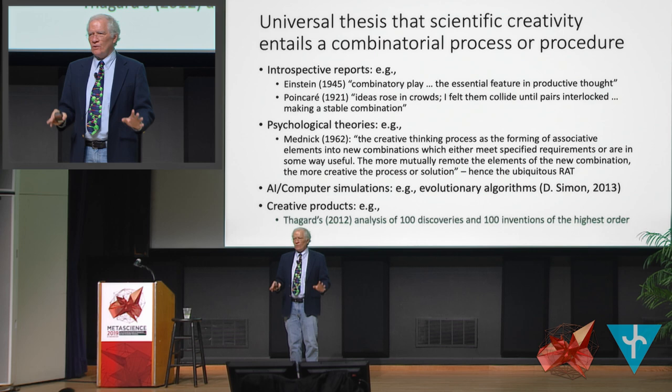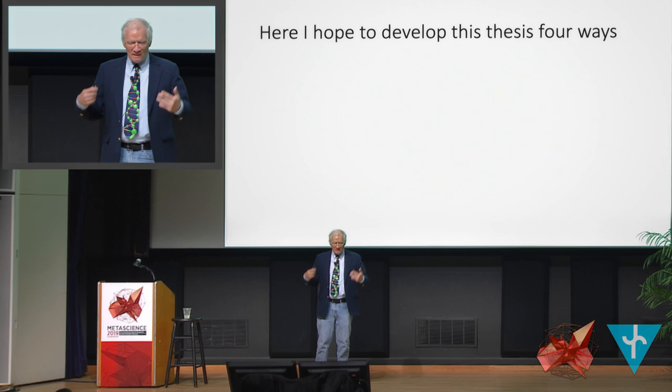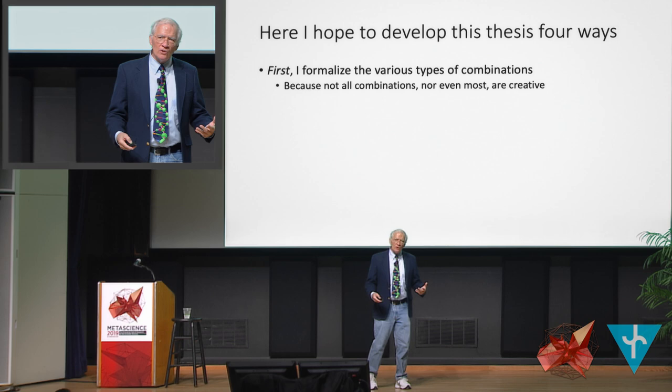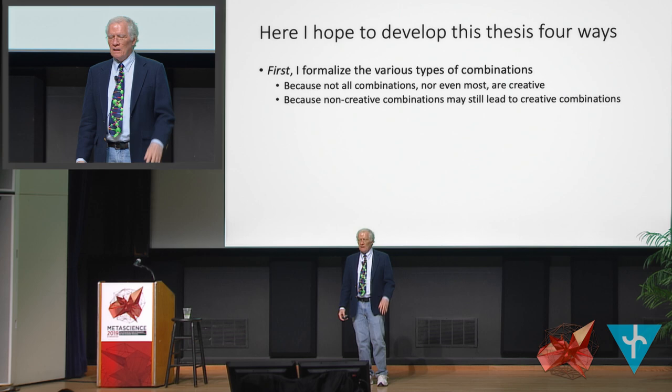Here I hope to develop this thesis four ways. Because like I said, this is nothing new, so I'm going to have to develop it to justify my existence up here, okay? First, I formalize the various types of combinations because not all combinations, nor even most, are in fact creative. And because non-creative combinations may sometimes lead to creative combinations, and I'm going to give you two examples of that later on.